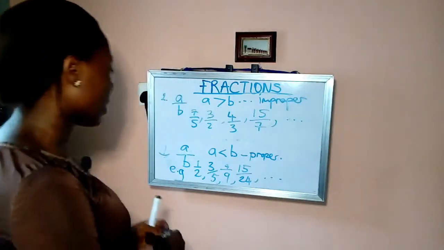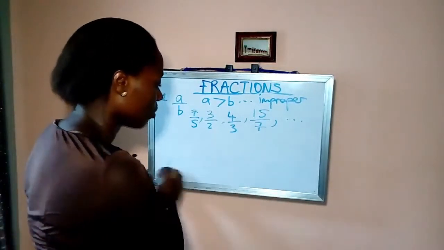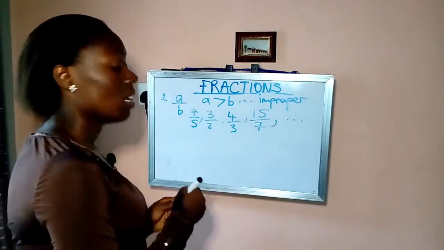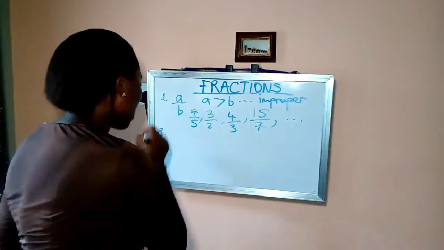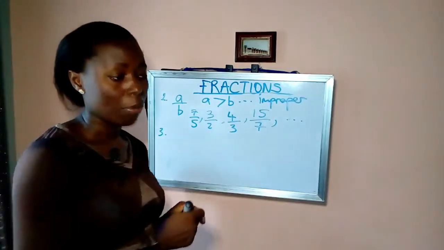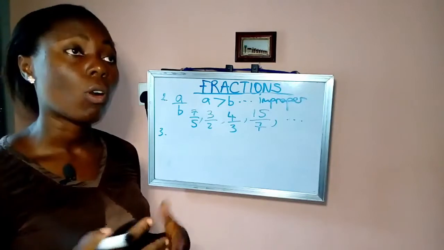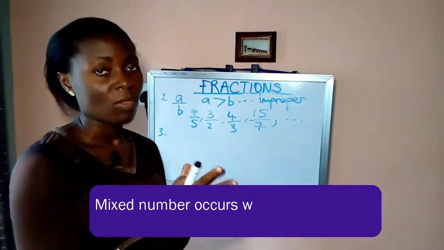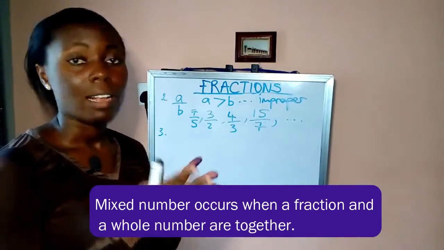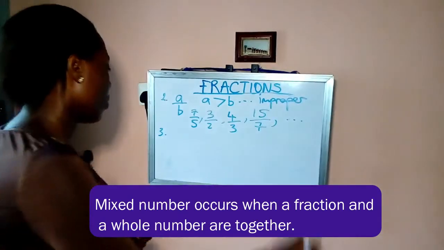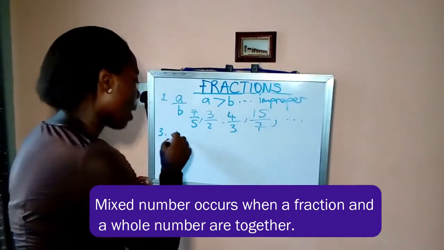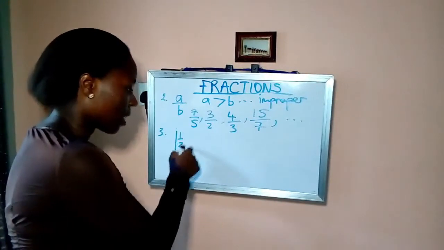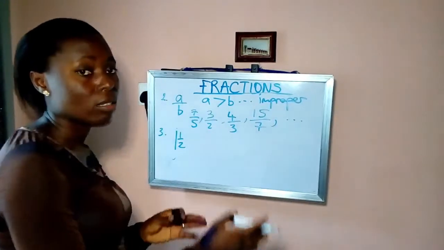Alright, now let's look at the third one, which is mixed number. Some people call it mixed fraction. How does this happen? A mixed number occurs when you have a whole number and a fraction together. For example, one whole number, 1 over 2. This is a whole number and this is a fraction. So that gives us our mixed number.